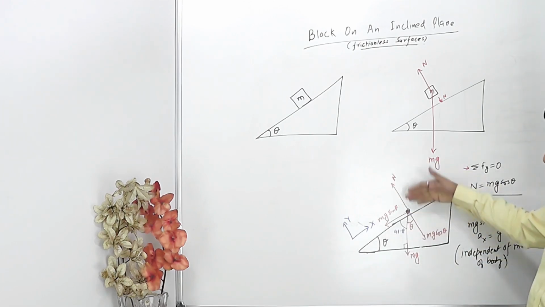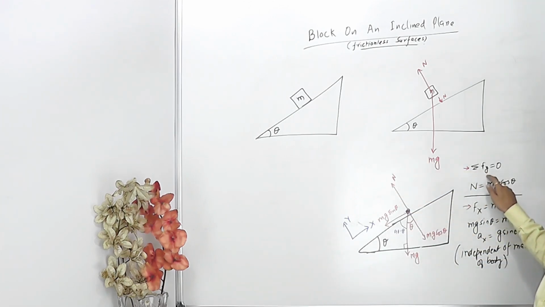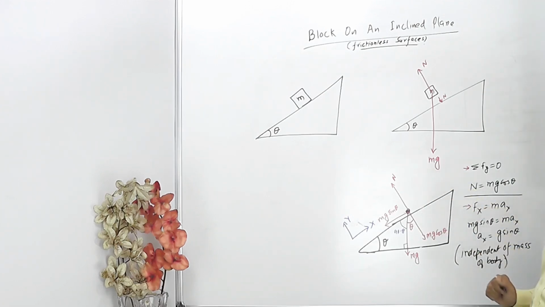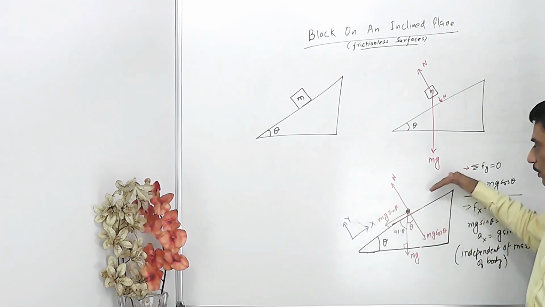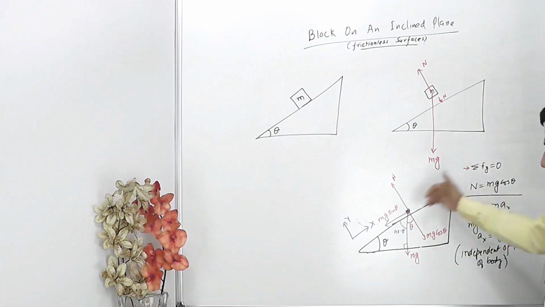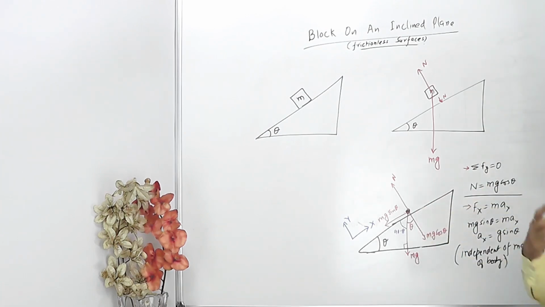Because the block is not moving along the y-axis, the summation of force along the y-axis is equal to 0. It means N is equal to mg cos theta. But there is an unbalanced force along the x-axis. What is the unbalanced force along this way? Fx, the force along the x-axis, is equal to mass into acceleration along the x-axis. The force along the x-axis is responsible for the acceleration of the body along the x-axis. So Fx is equal to m into ax. What is Fx? It is mg sin theta, equal to mass into acceleration along the x-axis. So ax comes out to be g sin theta.